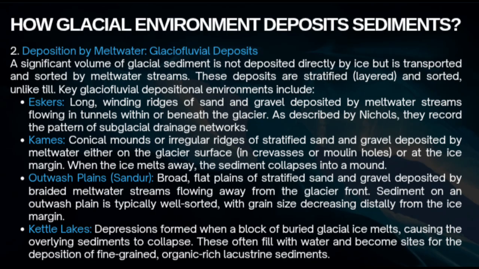And last one is kettle lakes. Depressions form when a block of buried glacial ice melts, causing the overlying sediments to collapse. These often fill with water and become sites for the deposition of fine-grained, organic-rich lacustrine sediments. In short, meltwater from glaciers doesn't just leave a messy pile of rocks. It sorts them by size and creates distinct landscapes like winding ridges, hills, flat plains, and lakes.